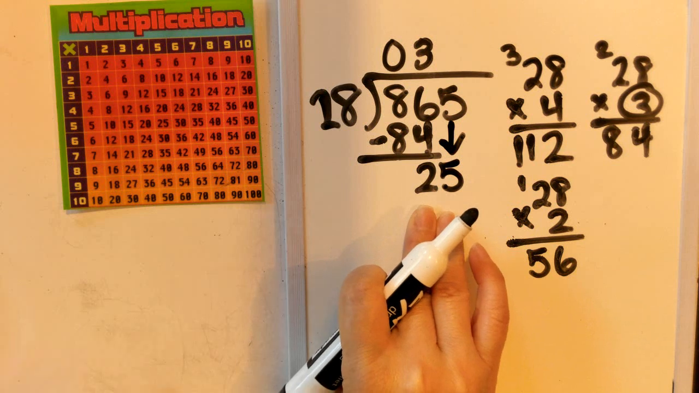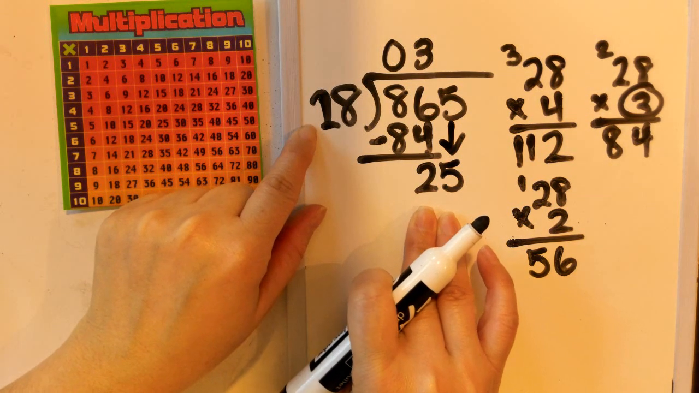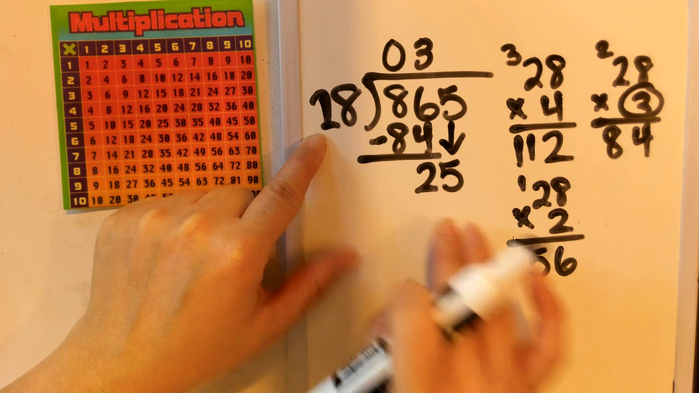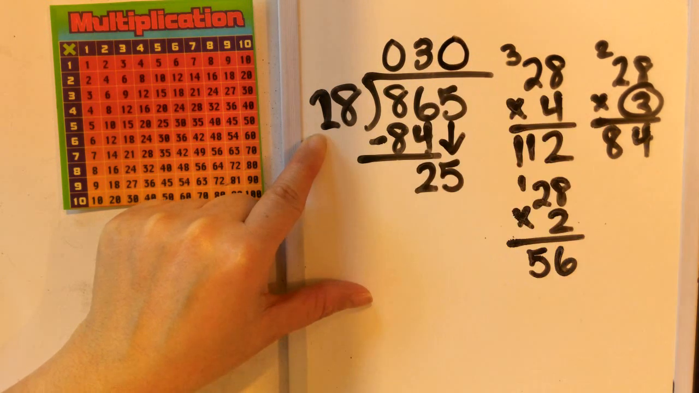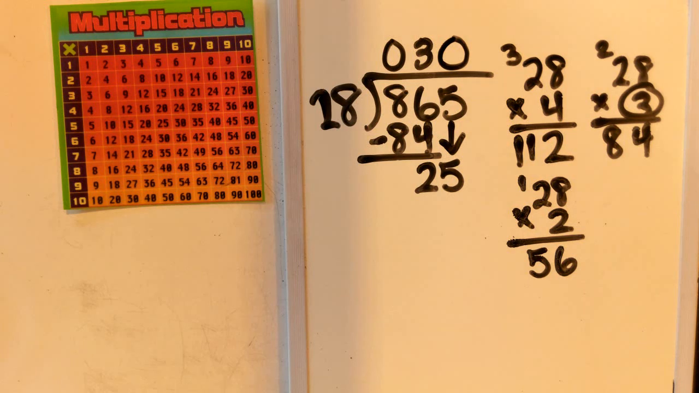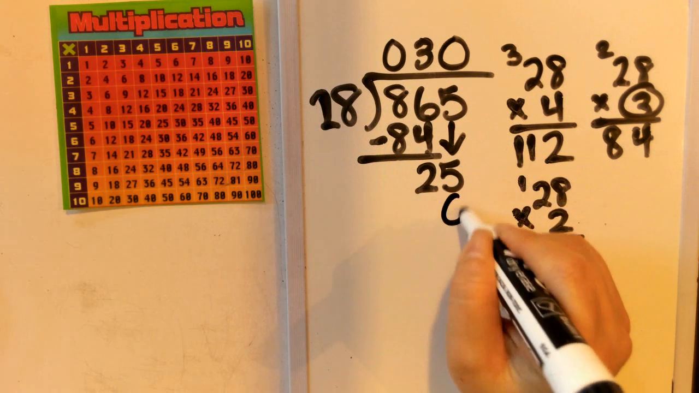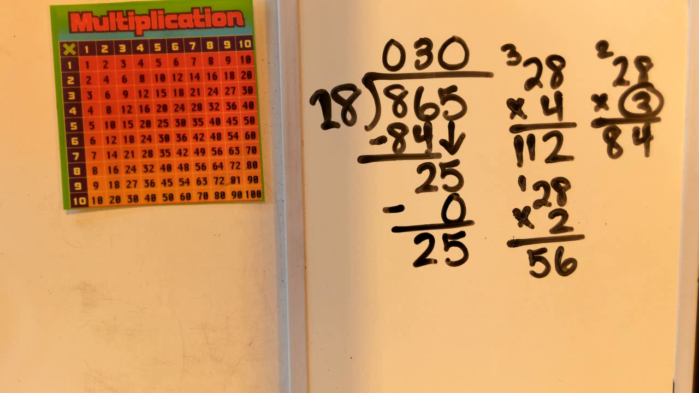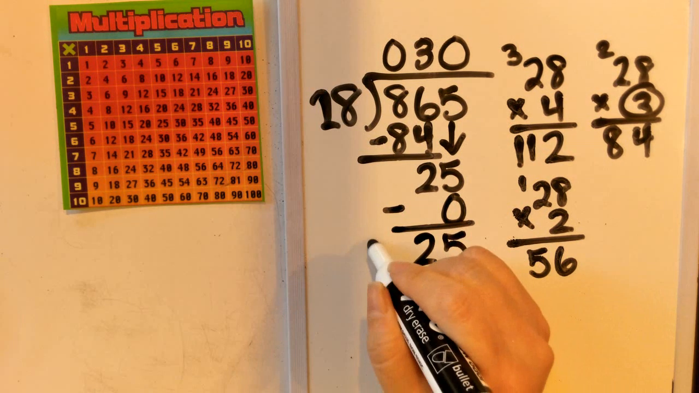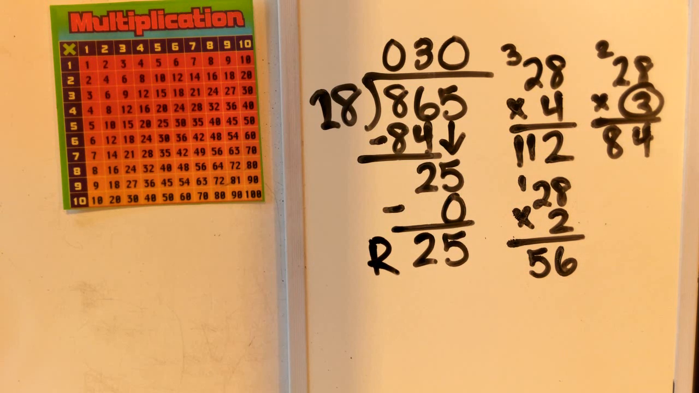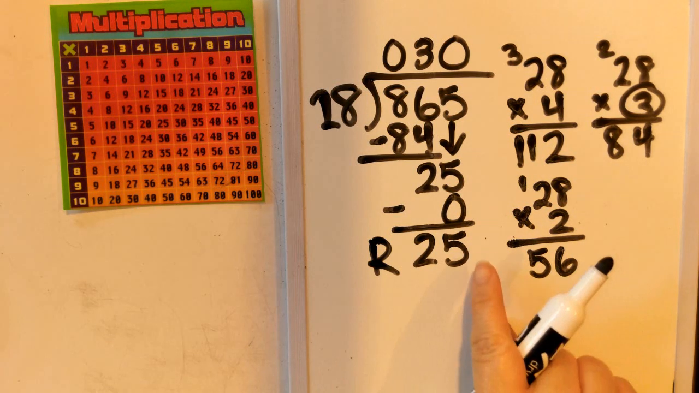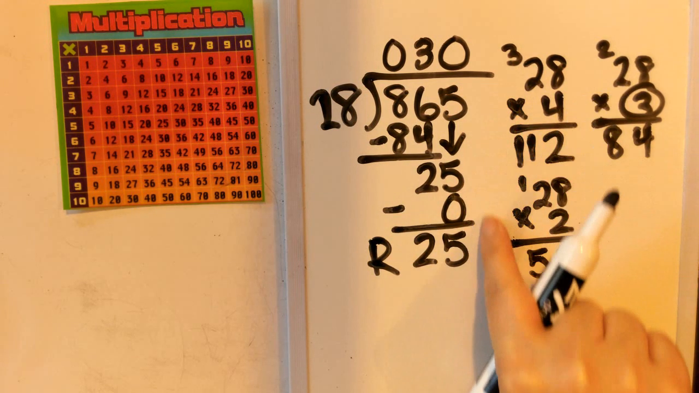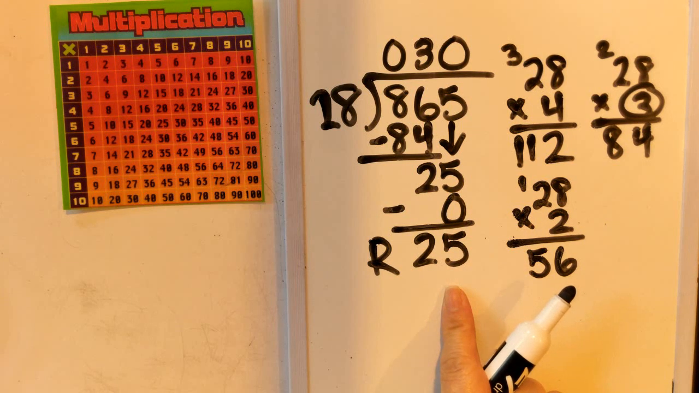Now I have 25 divided by 28. Did you notice that 25 is smaller than 28? So I can say I cannot make any groups of 28 out of 25 marbles. And so 0 times 28 is 0. That leaves me with 25 marbles left over. So now this becomes my remainder. There are a couple of ways that you can write down this remainder. Also, notice I have nothing else to bring down, so this is the end of my division problem right here.